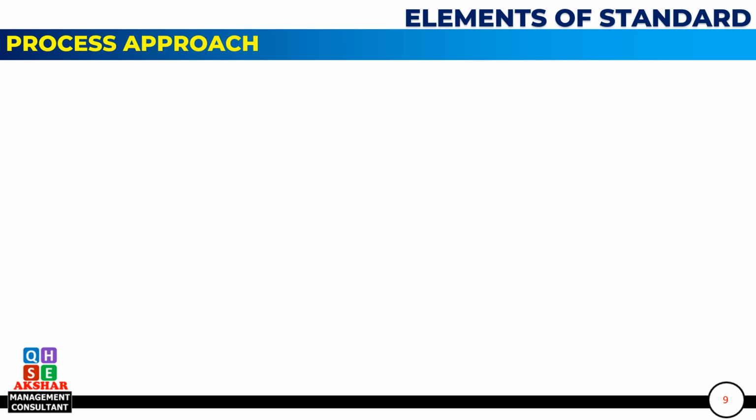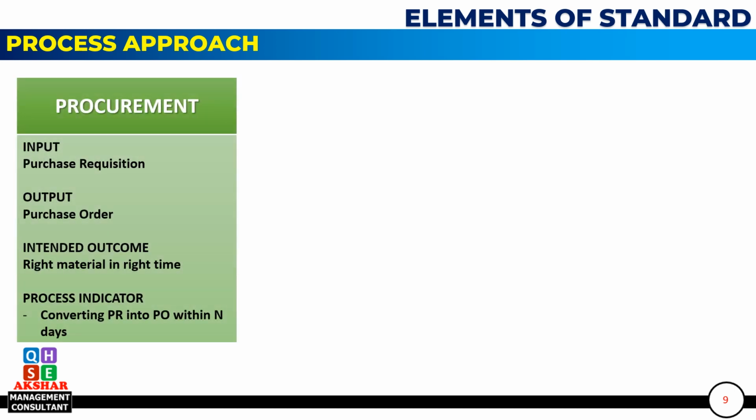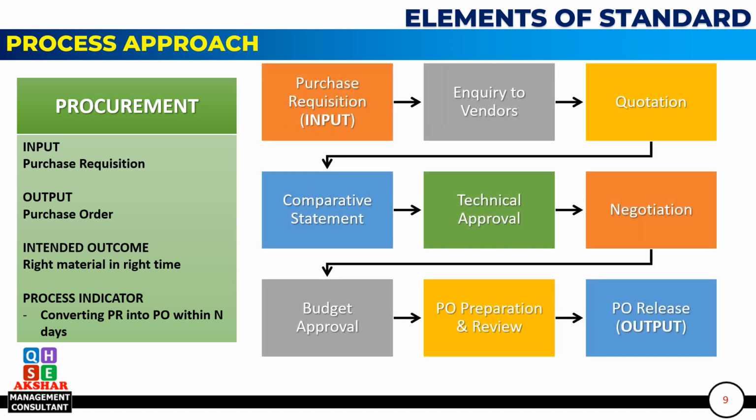Let us understand procedure. During procurement process, input as a purchase requisition is converted into output as a purchase order. But there are set of activities executed between input and output, and it is called procedure. Procurement process starts with receipt of a purchase requisition. Based on purchase requisition, an enquiry is sent to vendor. Vendor submits quotation. All such quotations are compiled, and a comparative statement is prepared. It is then submitted to user, who generated the purchase requisition.